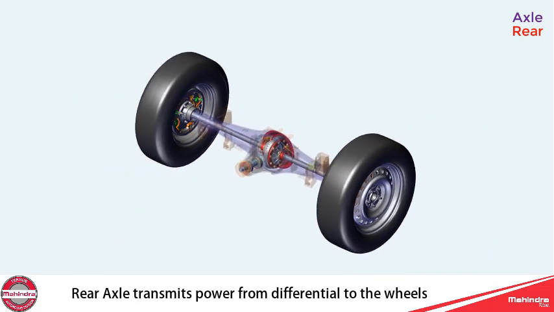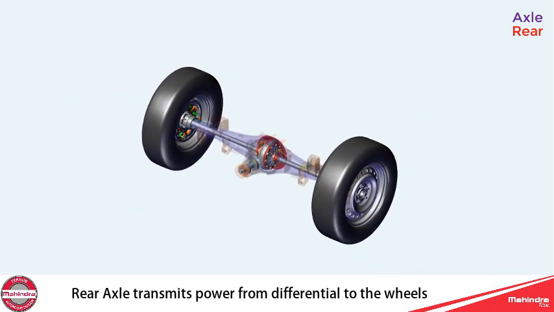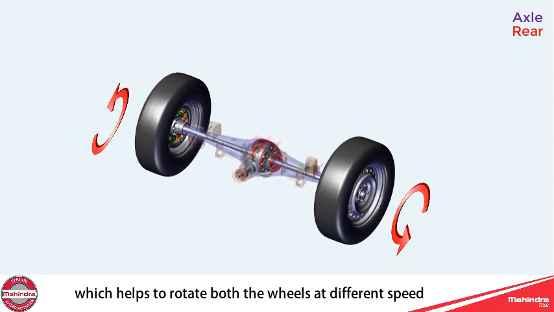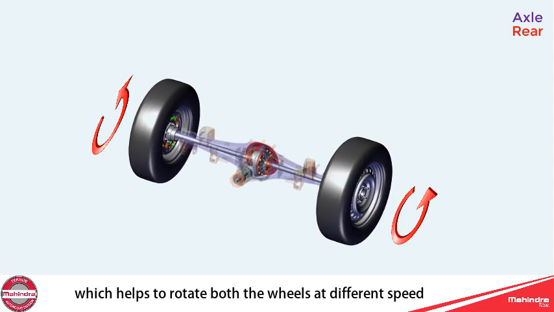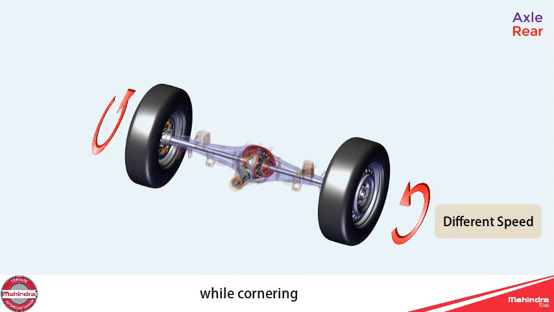The rear axle transmits power from the differential to the wheels, which helps to rotate both the wheels at different speeds while cornering.